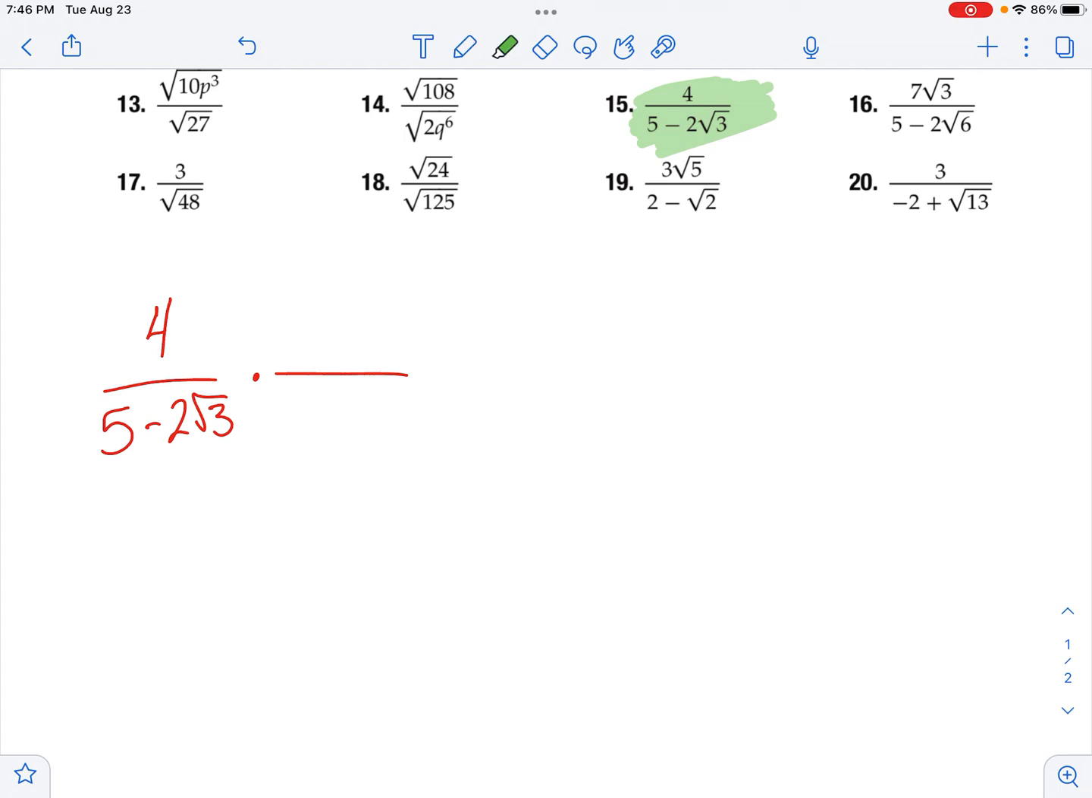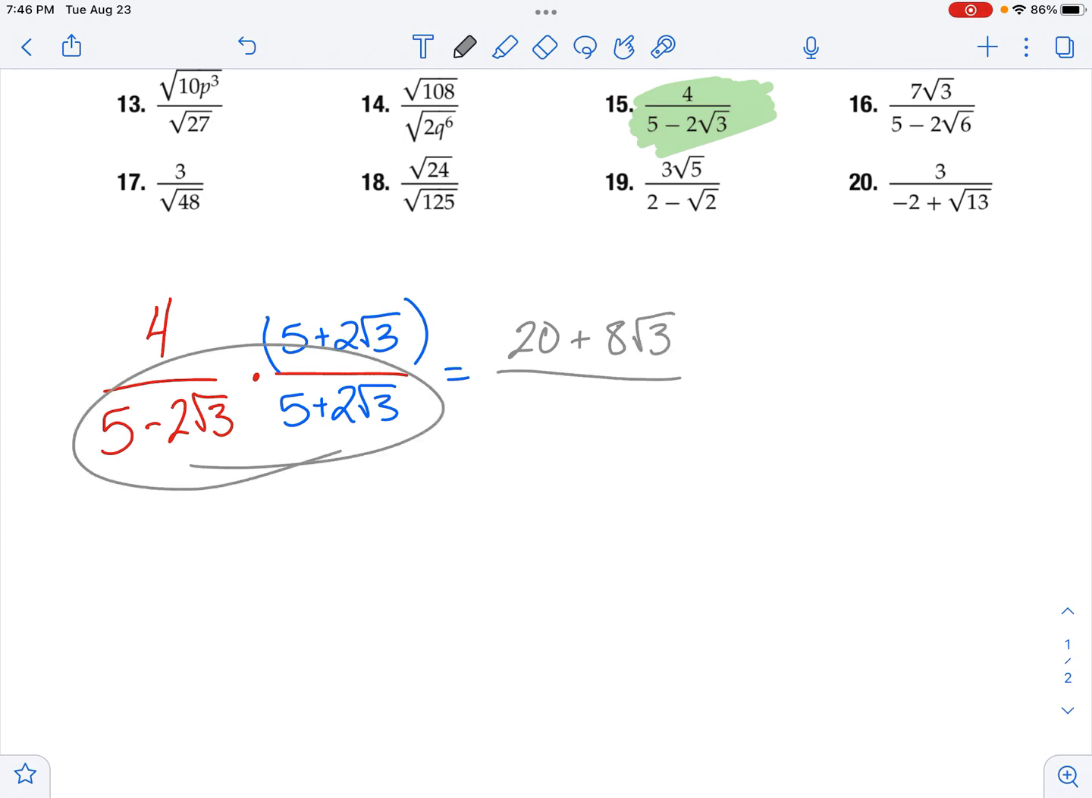Well, what that means is that I'm going to take whatever this operation is, and do the opposite. So instead of 5 minus, I'm going to do 5 plus 2 root 3. And we'll see why I'm going to do that in just a minute. Okay, now I need to distribute my 4 to both parts. And when I do that, I get 4 times 5 is 20, and 4 times 2 is 8.